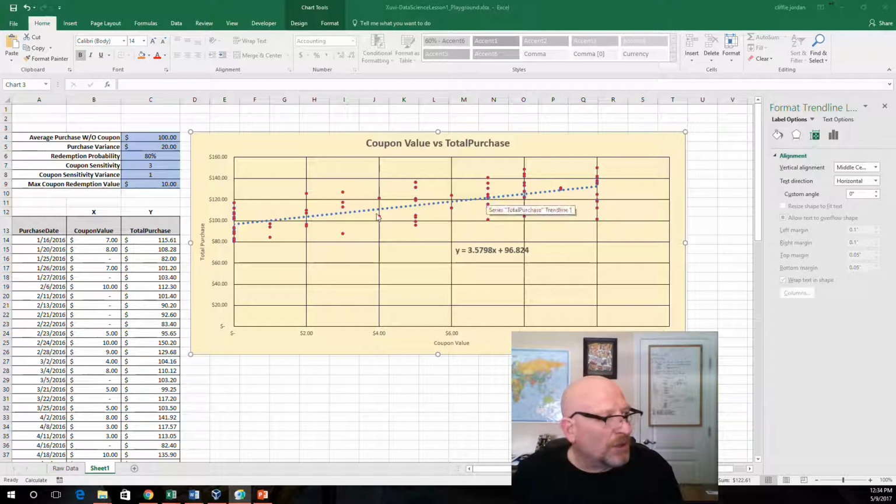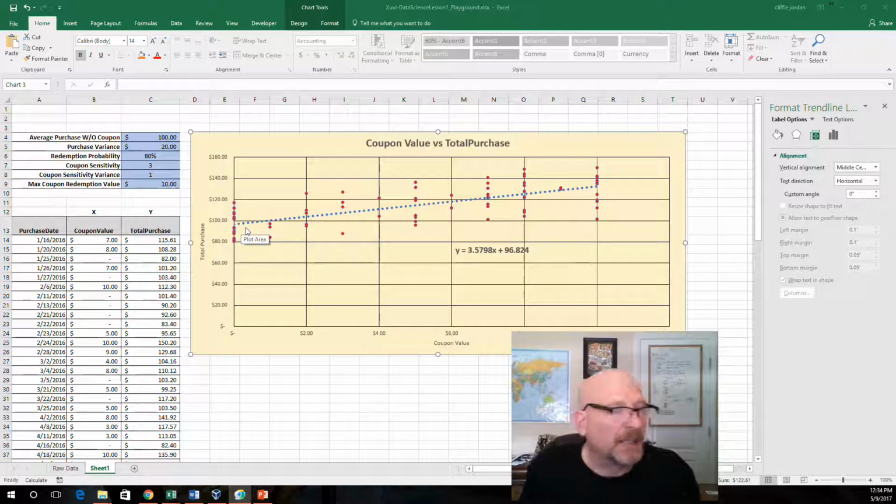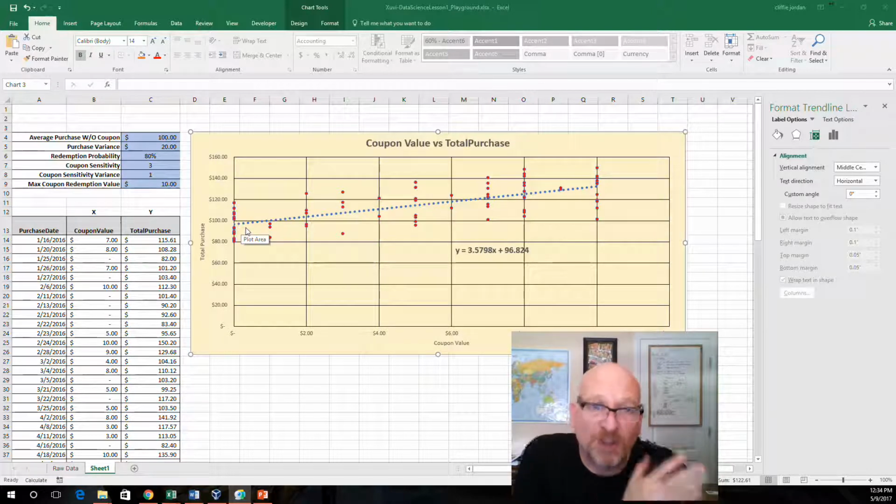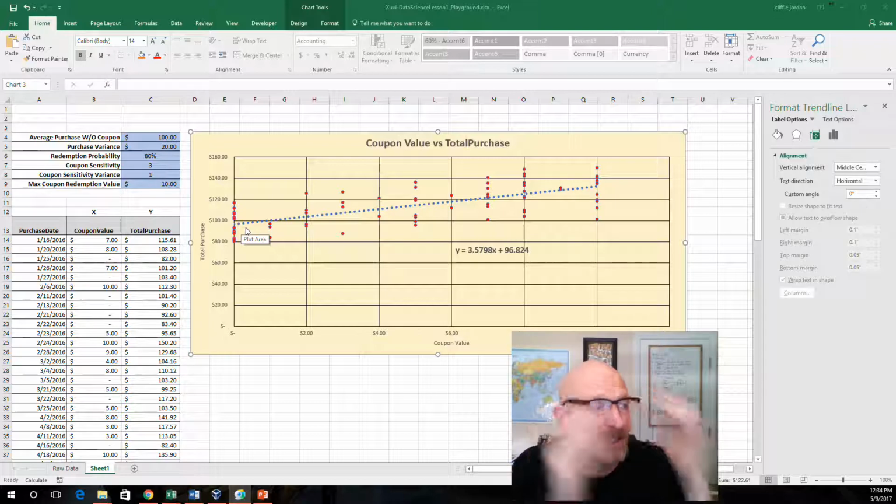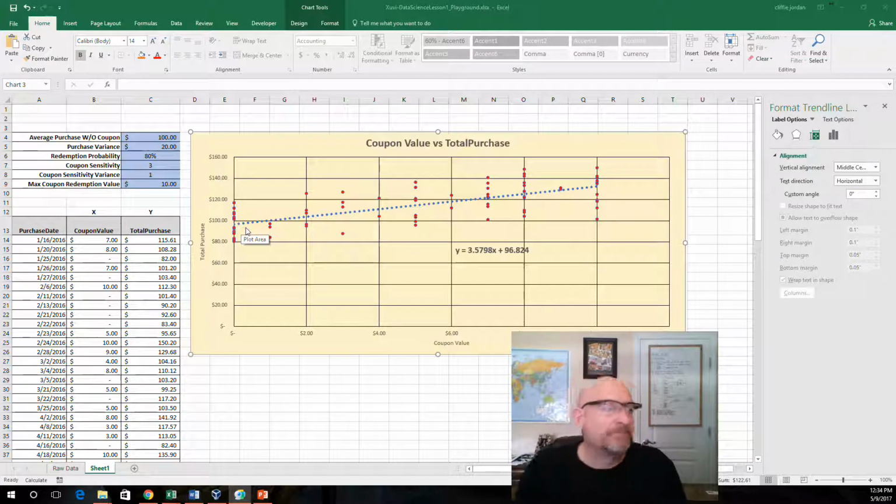So if I follow this trend line all the way to the y-axis, which is right here, it crosses the line right about here, which may be kind of hard to see, but that's right there at 96.82. So that's the y-intercept. Like I said, what that means is when he has no coupon, on average, he spends $96.82. And then when I give him a coupon, the amount that he's going to give me back, on average, would be the value of the coupon times this slope.